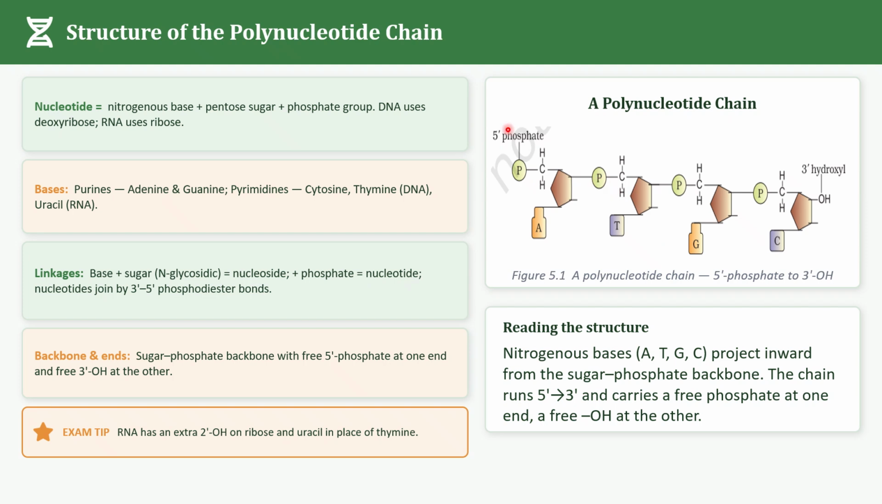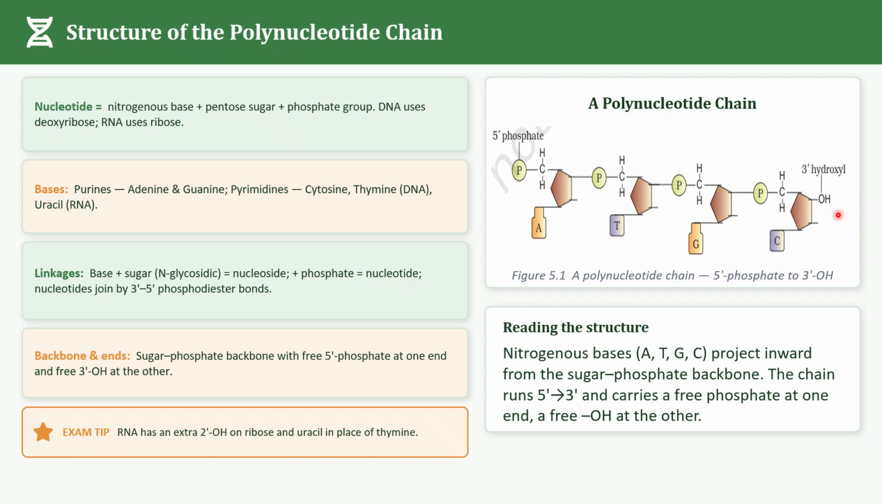Let's understand the 5' and 3' ends. Just see the figure here. You can see the free phosphate group. So this is the 5' end. And at the bottom, at the end, you can notice the free hydroxyl group attached to the sugar. So this is the 3' end.